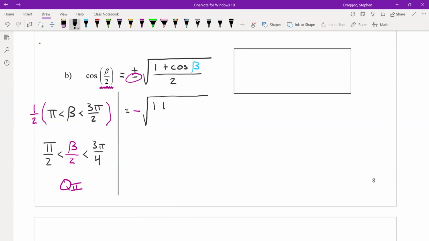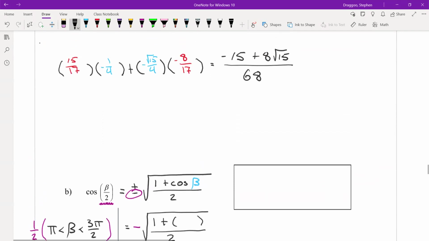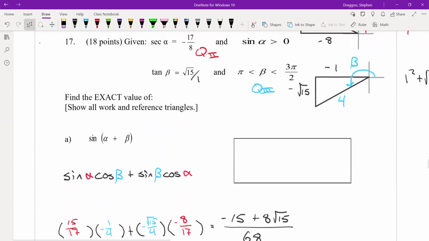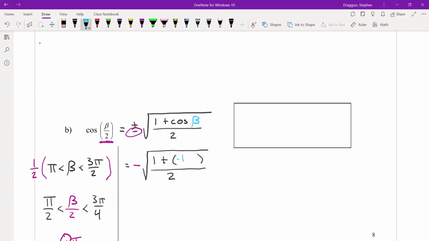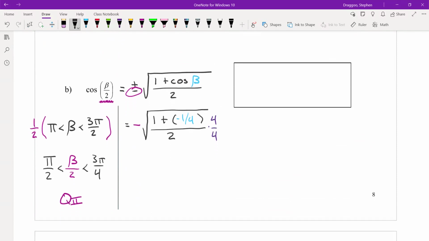So on the inside, I need 1 plus cosine of beta, all over 2, I should say. So we'll scroll back up to our original reference angle for beta and find the cosine value. It's looking there in the upper right. Cosine of the blue angle, that's negative 1 over 4. Negative 1 over 4. And we'll solve this guy out. I've got too many denominators, so I'm going to multiply top and bottom by 4 to get rid of the extra denominator we've got going on.